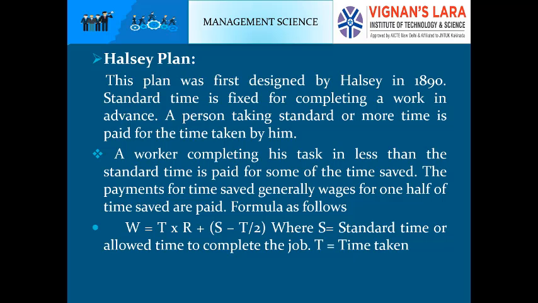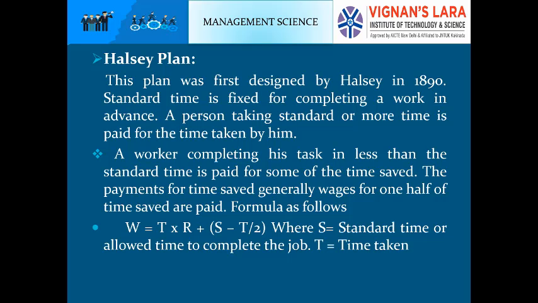The first one is the Halsey plan. Halsey is an American economist. He introduced his own formula for determination of the wage for a worker. The worker's wage is obtained on the basis of his actual time spent, and additionally he gets 50% of time saved as remuneration. This plan was first designed by Halsey in 1890. Standard time is fixed in advance for completing a work. A person taking standard or more time is paid for the time taken by him. A worker completing his task in less than the standard time is paid for some of the time saved, generally one half of the time saved.